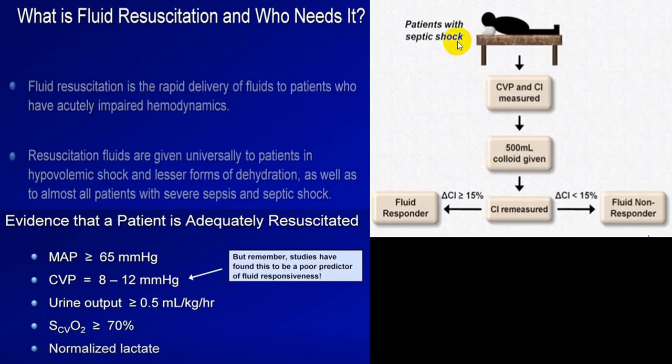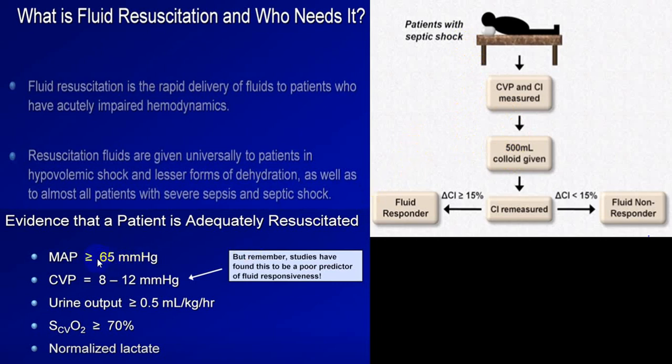So that becomes very important. CVP examination will be very helpful. You can give 500 ml of colloid, and then assess whether he is a fluid responder or fluid non-responder. And another very simple way is to give crystalloid instead of colloid and see the response. That will be a very important way.